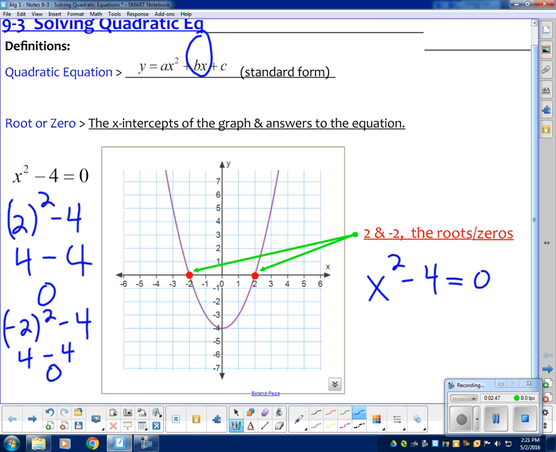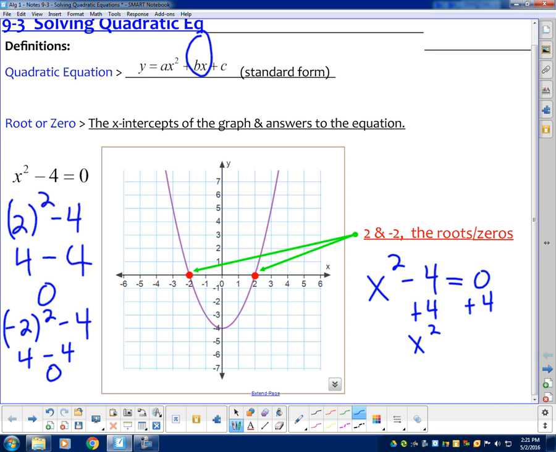We know that we can add the 4 to each side, so I'll do that right now. I have x squared equals 4, because 0 plus 4 is 4. And then the opposite operation of squaring a number is to take its square root. So we have x equals the square root of 4.